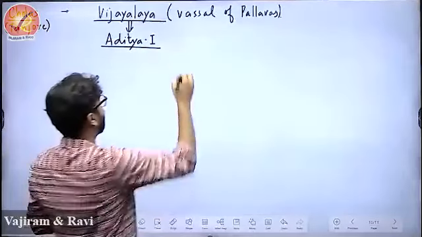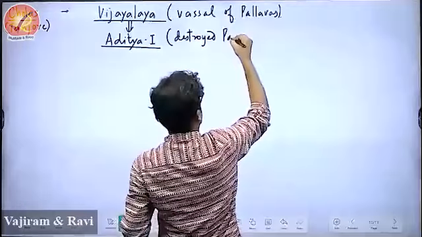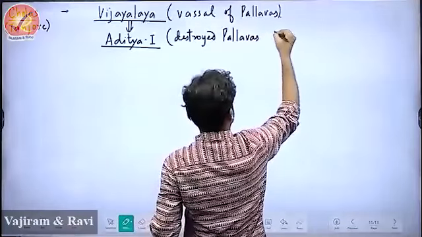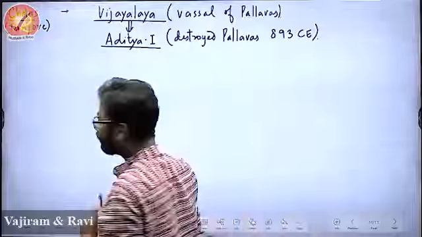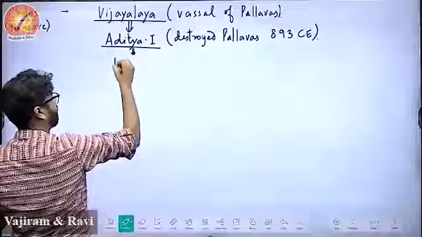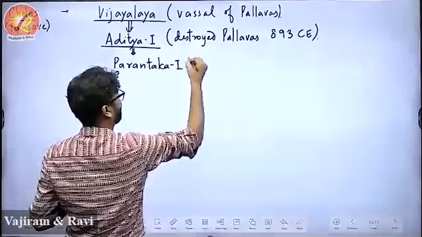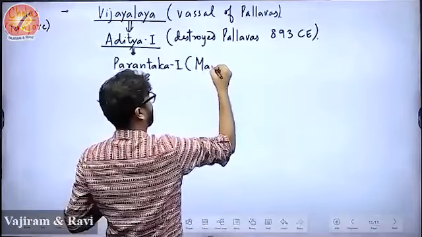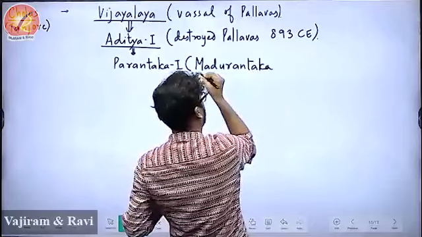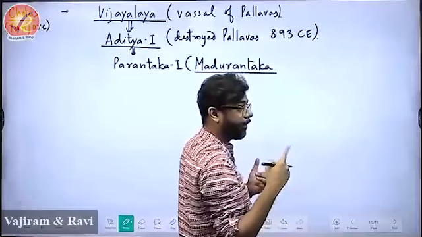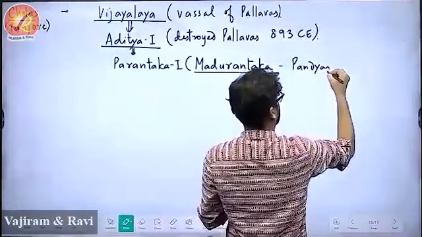Aditya. He is going to destroy Pallavas. The year is 893 CE. Khatam. That's it. Then comes Parantaka the first. He took a title. He called himself Madurantak. Now Madurantak means destroyer of Madurai, and Madurai is the capital of Pandya. So it means he destroyed Pandyas. Pandyans destroyed.